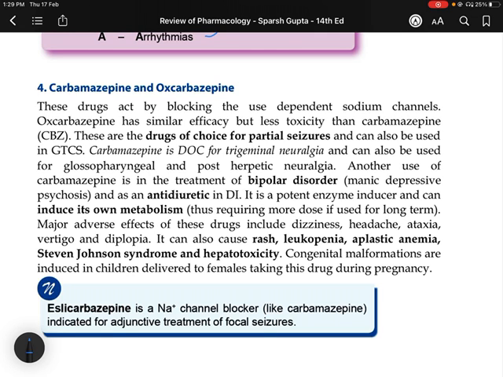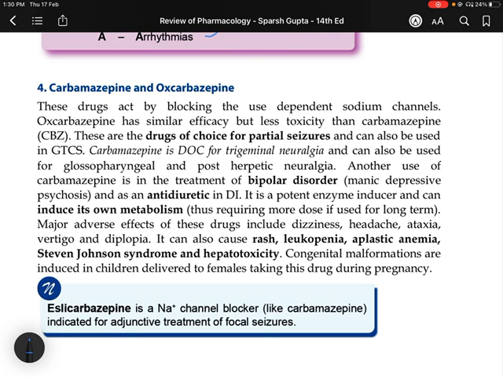Carbamazepine is used for trigeminal neuralgia, obviously. That is where we have read it, and it can also be used for glossopharyngeal and post-herpetic neuralgia. So basically all kinds of neuralgia. Another use for oxcarbazepine: the only benefit is that efficacy is similar but toxicity is less than carbamazepine.